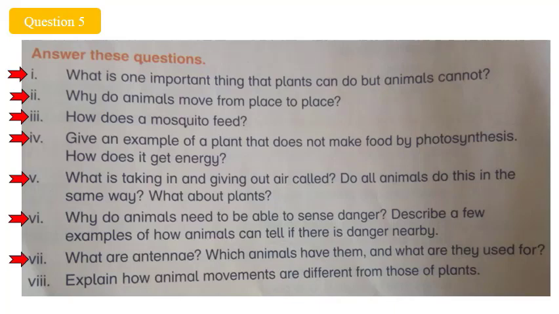Number 7. What are antennae? Which animals have them and what are they used for? Revise your knowledge related to sensitivity and you will find the answers. Number 8. Explain how animal movements are different from those of plants. We studied in the beginning of this unit that animal movements are different from those of plants. Revise your knowledge and explain your answer in your own words.